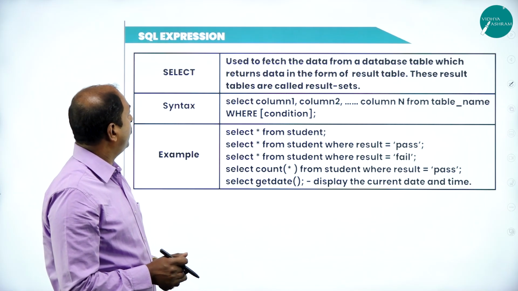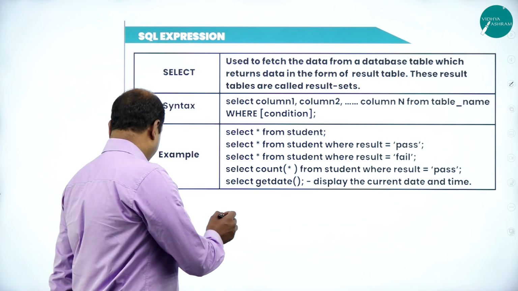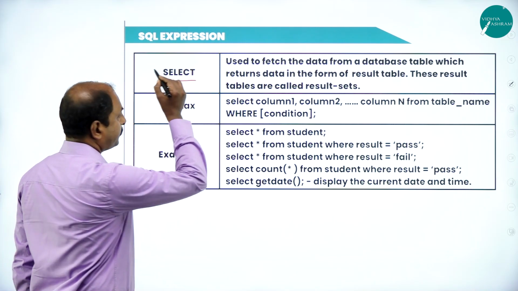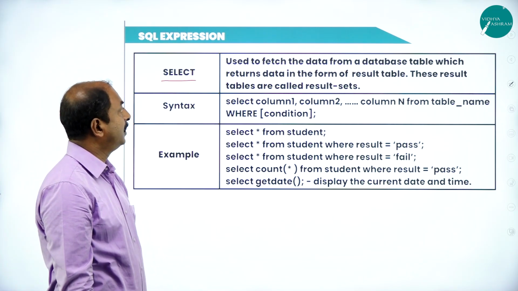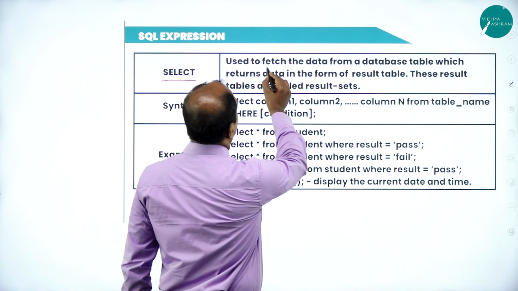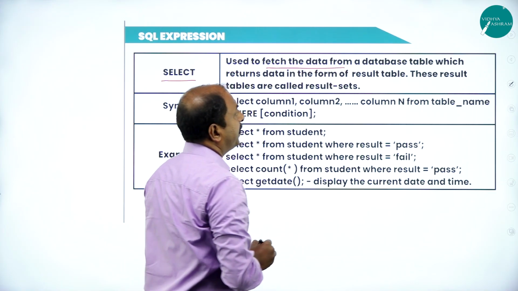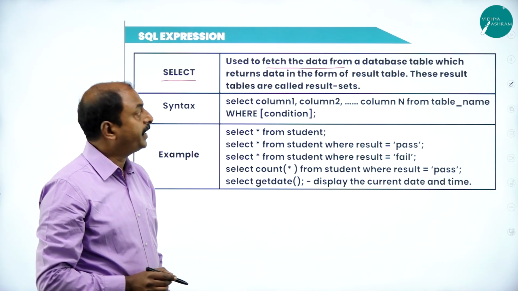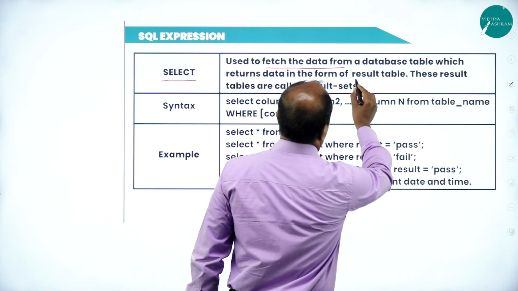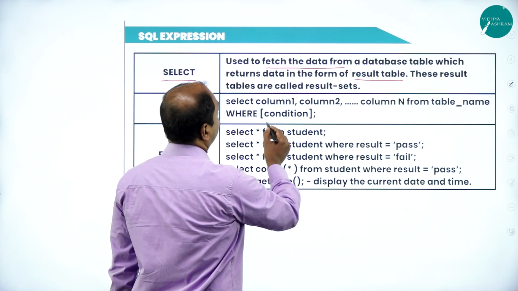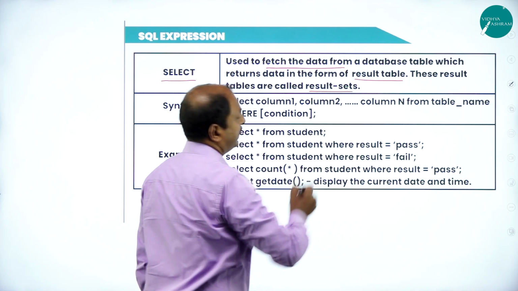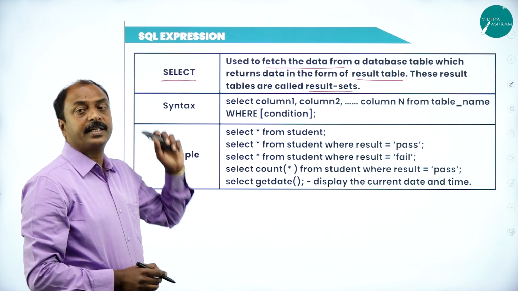Now let us see the next one. Next one is select command. So it is used to fetch the data from a database table which returns data in the form of a result table. And these result tables are called result set. So what is the use of select command here?